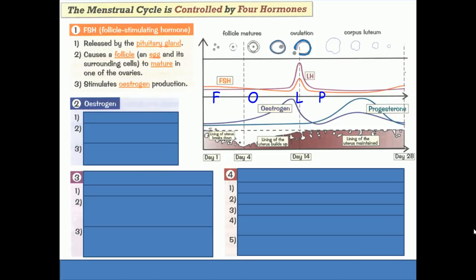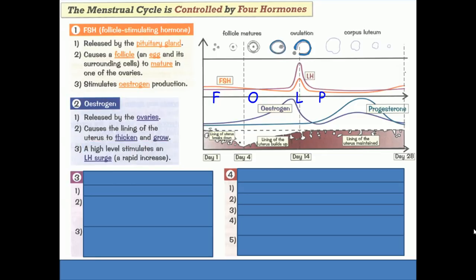Then using the acronym FOLP, we know estrogen is next. An increase in estrogen secretion by the ovaries, because it's being secreted by the matured egg follicle, causes the lining of the uterus to thicken. And when the lining of the uterus thickens and grows, it also stimulates an increase in LH, which is the luteinizing hormone, the next hormone in our acronym FOLP.